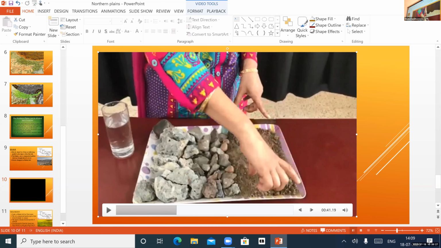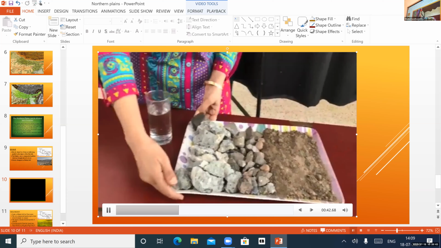This is Babar Belt. This area is Babar Belt. We saw the same picture when I explained Babar Belt, right? There you saw many pebbles at the foothills of Himalayan mountains.